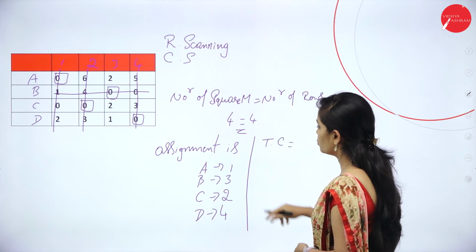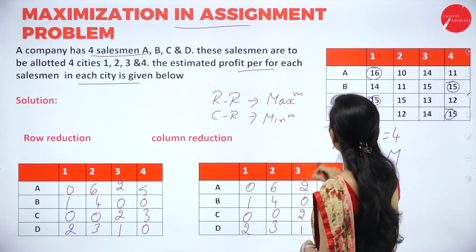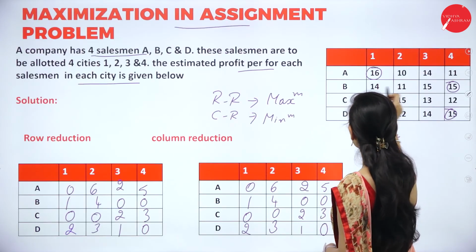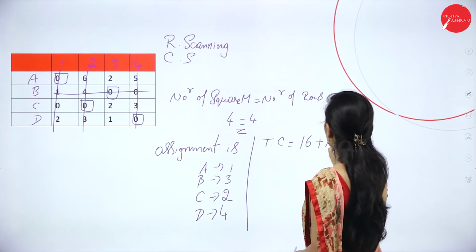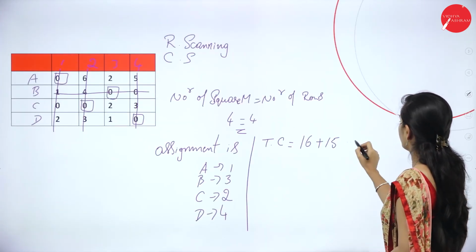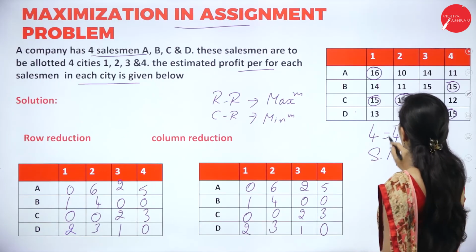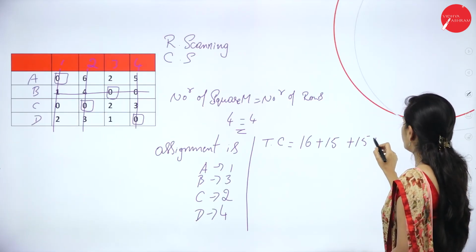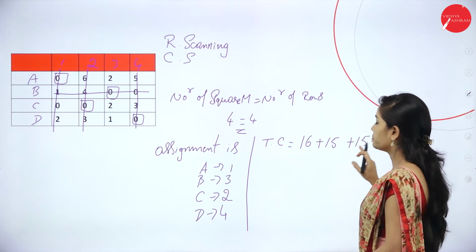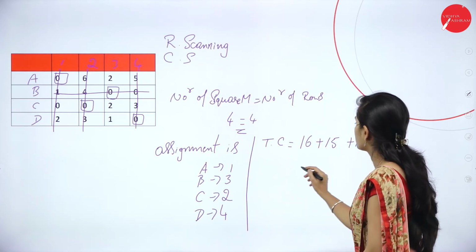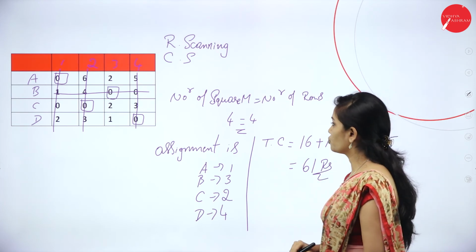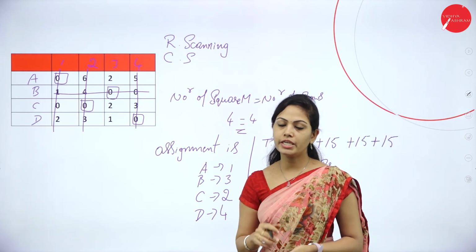Total cost is equal to A to 1. So what is the value of A to 1 here? It is 16, plus next B to 3. B to 3 is 15, and C to 2. C to 2 is 15, and D to 4. D to 4 is again 15. So 16 plus 15 plus 15 plus 15. So the total value is 61 rupees. So the total cost is 61 rupees. So this is your maximization in the assignment problem.